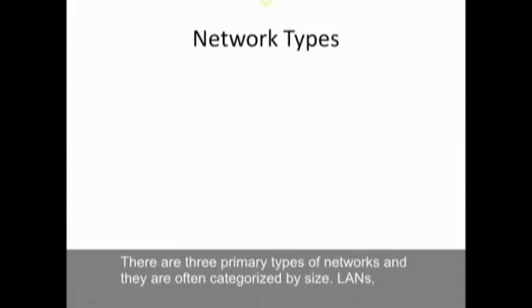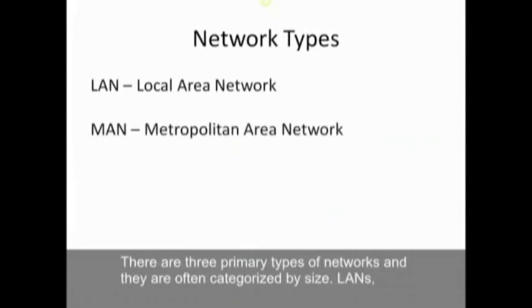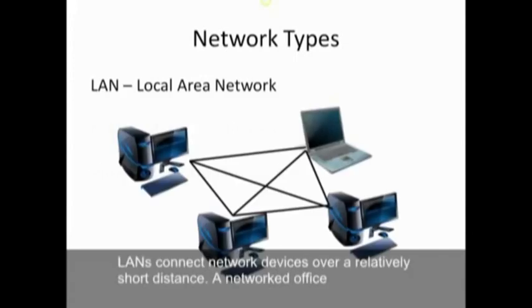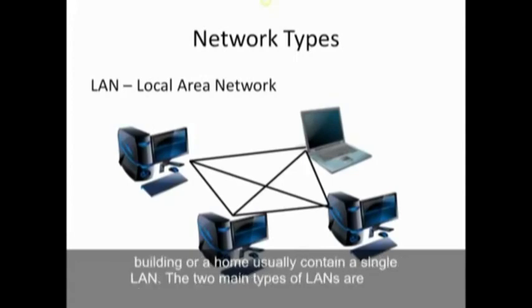There are three primary network types: a LAN, which is a local area network, a MAN, metropolitan area network, and a WAN, which is a wide area network, and they're pretty much categorized by size. A local area network would be a home network or a small office. A metropolitan area network might be a city or a campus, and a wide area network might be multiple campuses, multiple cities, regions, states, countries. The largest WAN in existence is the Internet, and that's a wide area network because all of the computers on the Internet are connected. LANs connect network devices over a relatively short distance. A networked office building or a home usually contains just a single LAN.